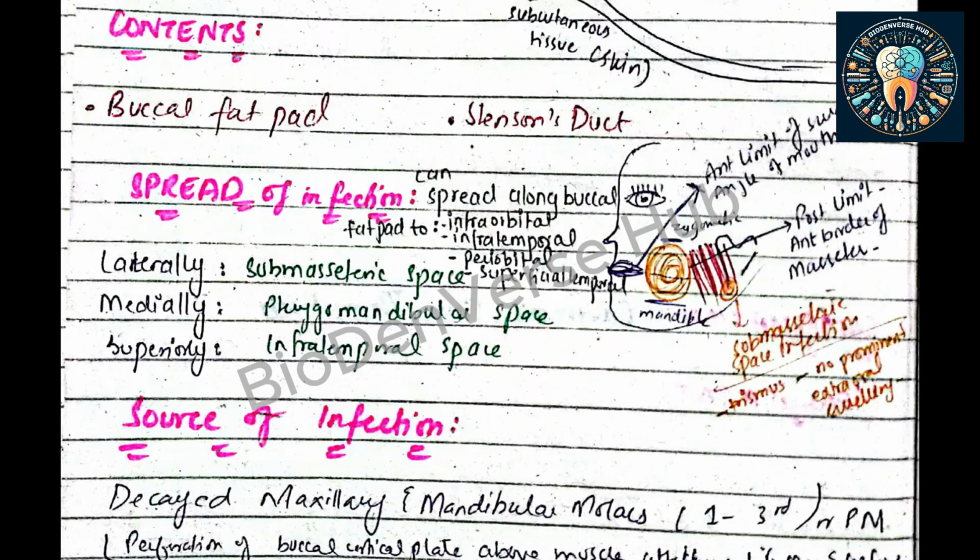Now the contents involve: in the buccal space we have the buccal fat pad and we have the Stensen duct. These two are present in the buccal space.